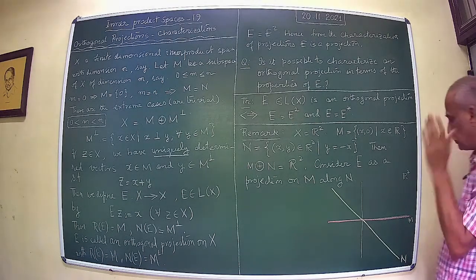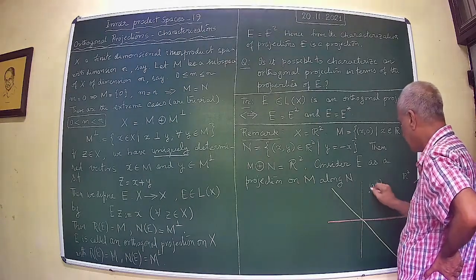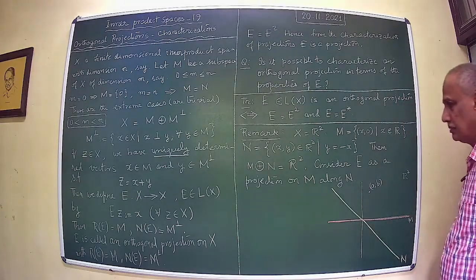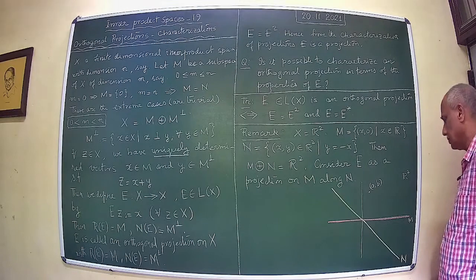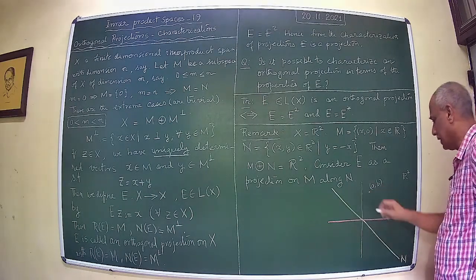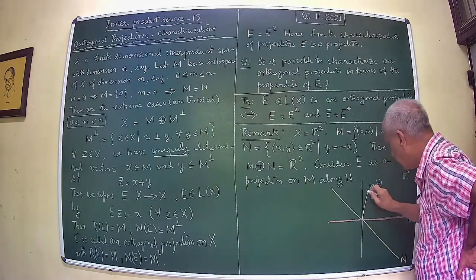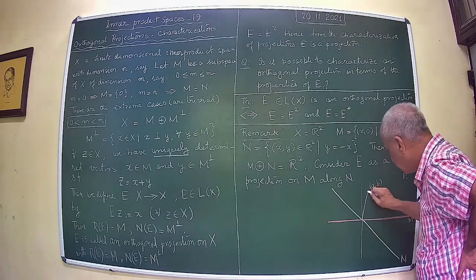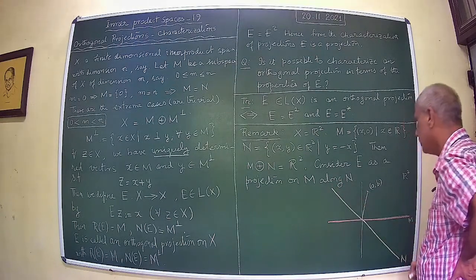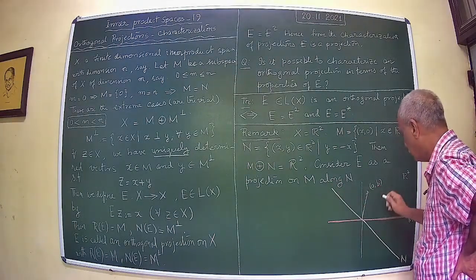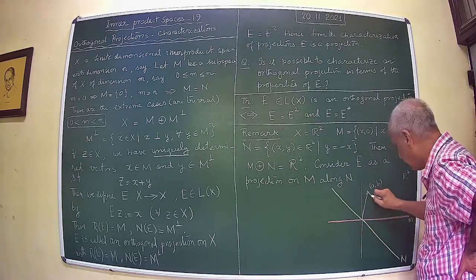So let us now explore. Suppose you take a vector (a, b) described in terms of the standard basis, and look at its projection on M along N. So what do you do? This is the vector that you have, and now you are projecting it to the x-axis along the line y equal to minus x. You complete the parallelogram with sides on these. This is the usual technique that you have.